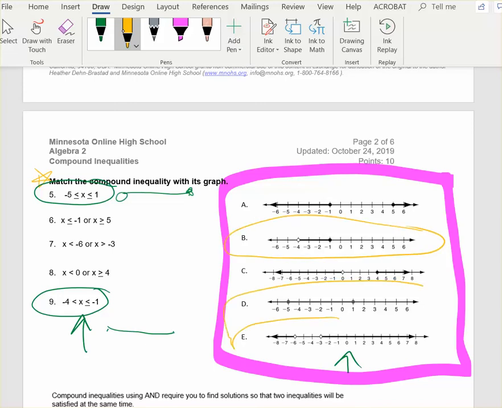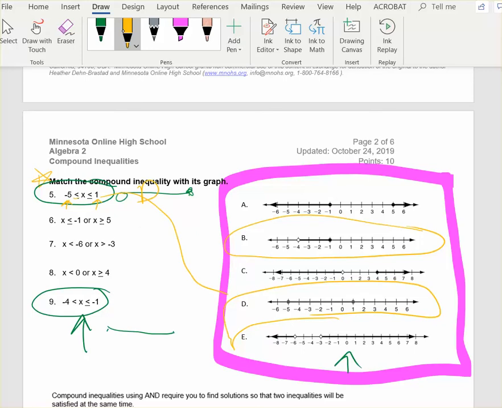This one, D. So either B or D are both "and" inequalities because they have 2 endpoints and a line between them. So now we have to look at the endpoints. We have -5 and 1. And because this is both less than or equal, less than or equal, these are both solid dots. So I need 2 solid dots and points at -5 and 1. So you should be able to figure out that this one matches D.